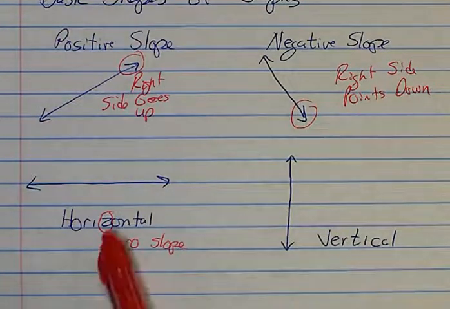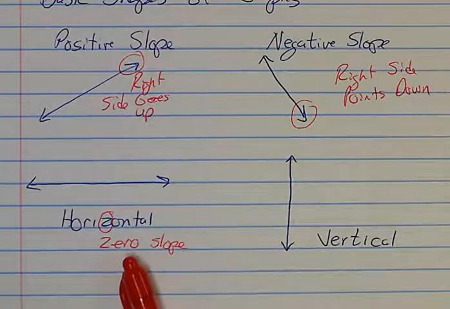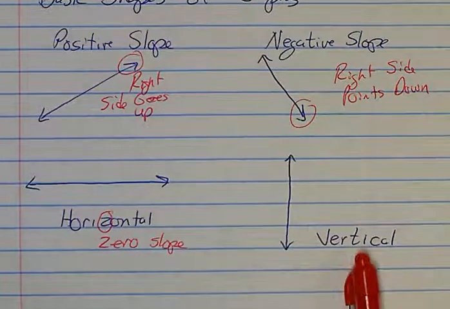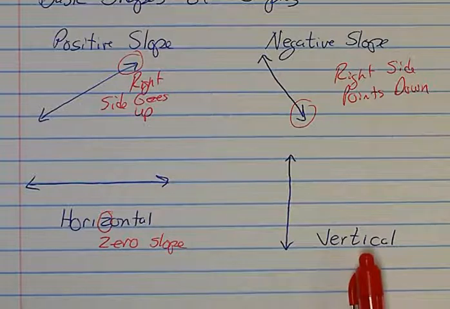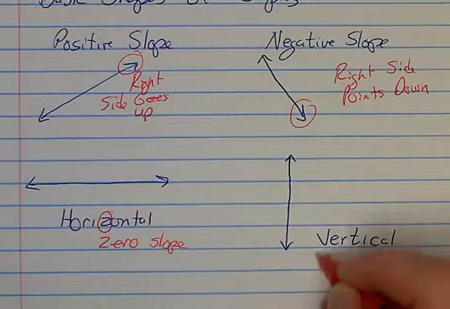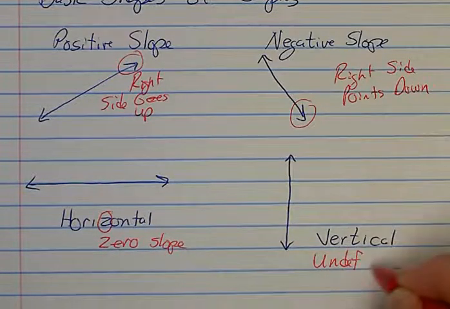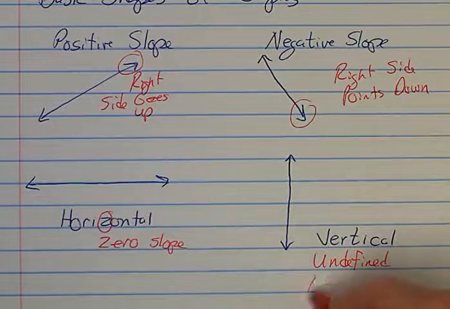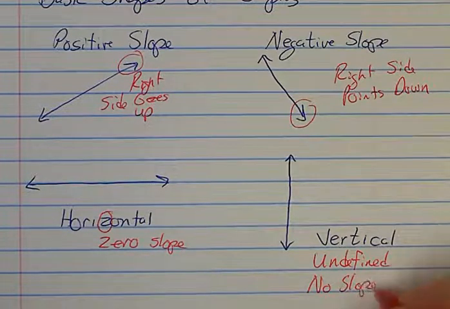And if I memorize this one, that horizontal lines had a 0 slope, vertical lines had to be the other way. So if it's vertical, this is going to be undefined. Or sometimes they call it no slope.